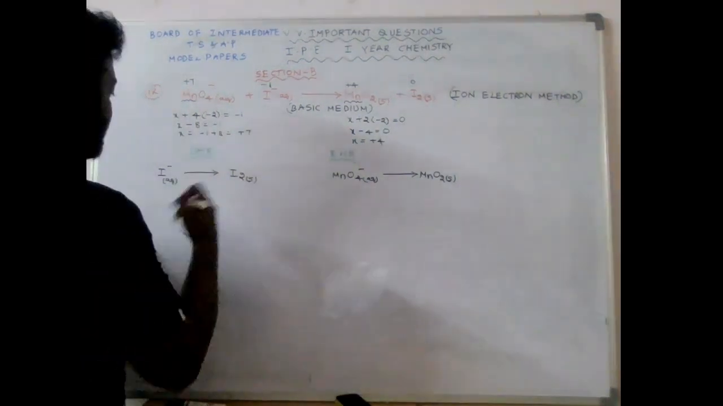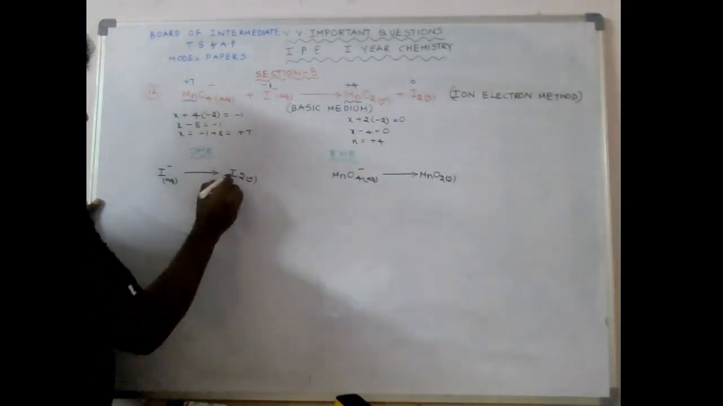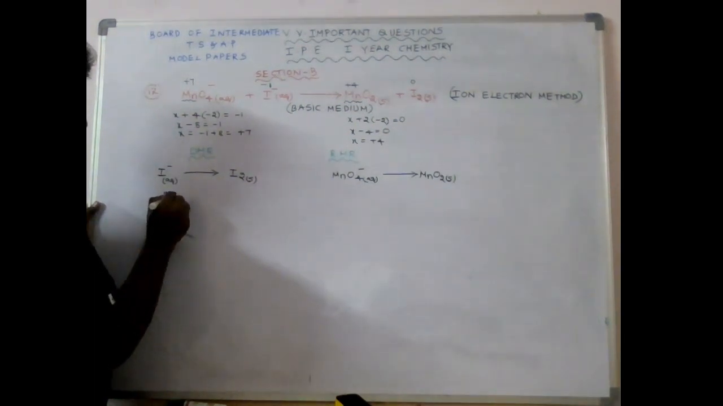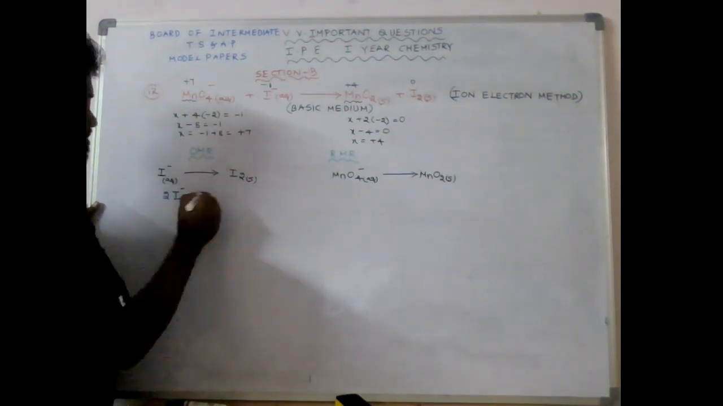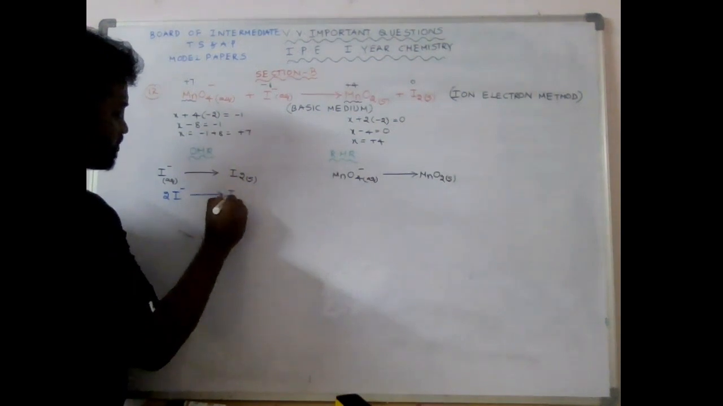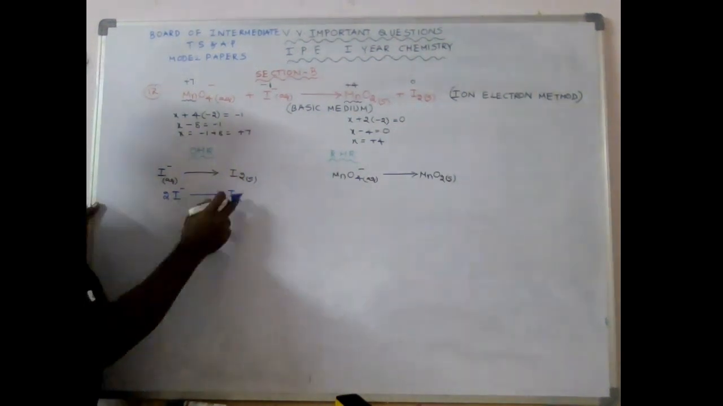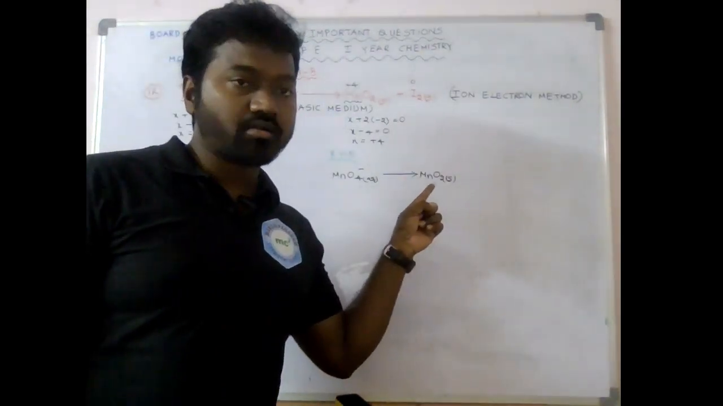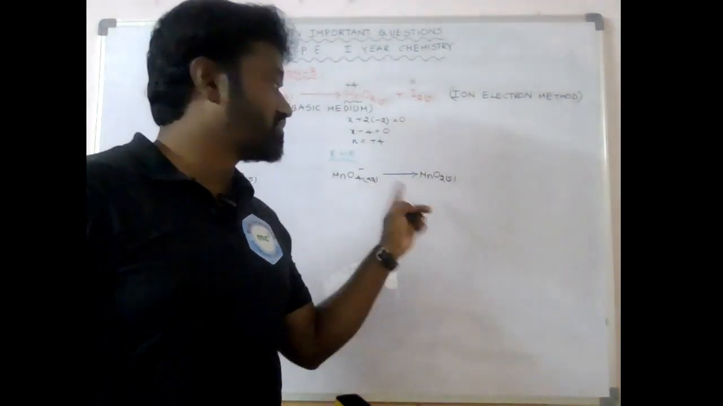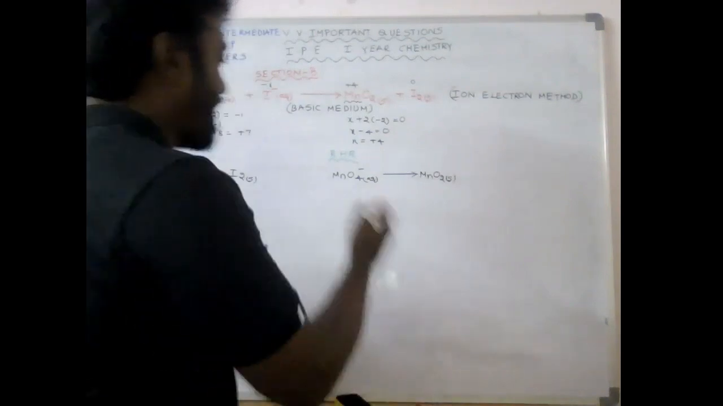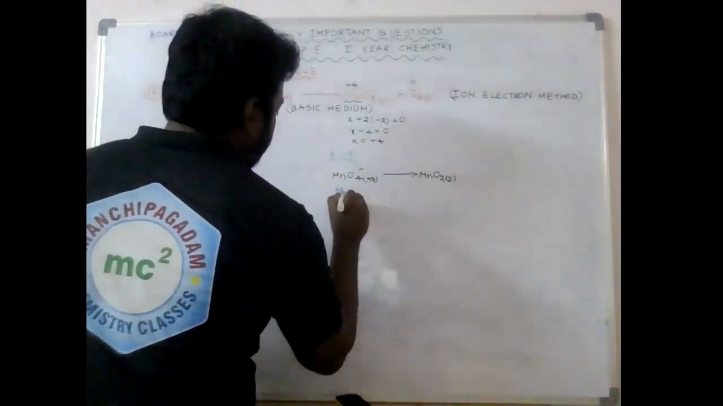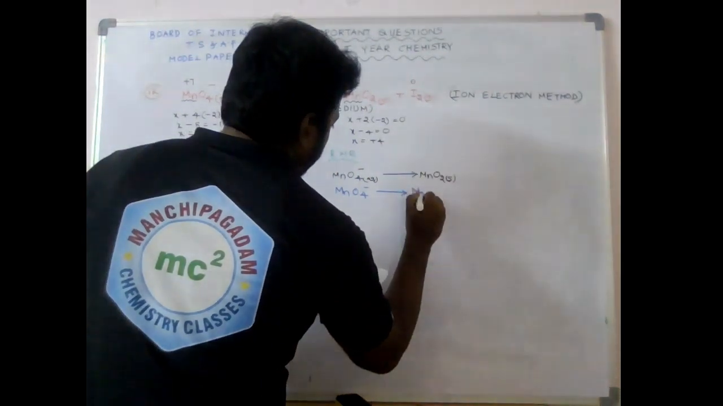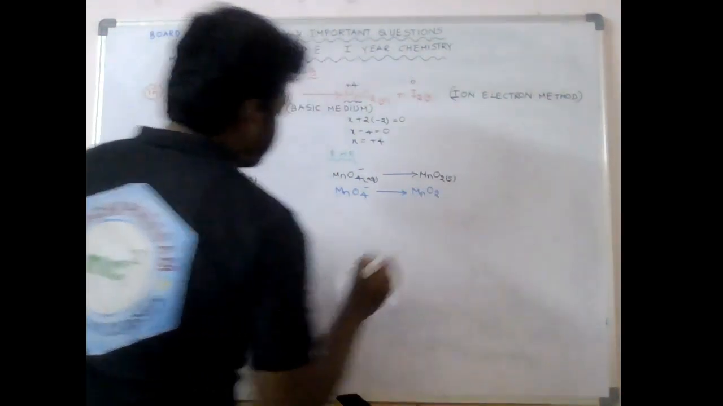Other than oxygen and hydrogen, here only iodine is there. Here two iodines are there, here only one iodine is there. That is why we are multiplying this iodine with 2. Then both are equal: I2, 2 iodines here and 2 iodines there. On the other side, other than oxygen and hydrogen, only manganese is there, and it is already balanced. Only one manganese is there here, and here also only one manganese is there.